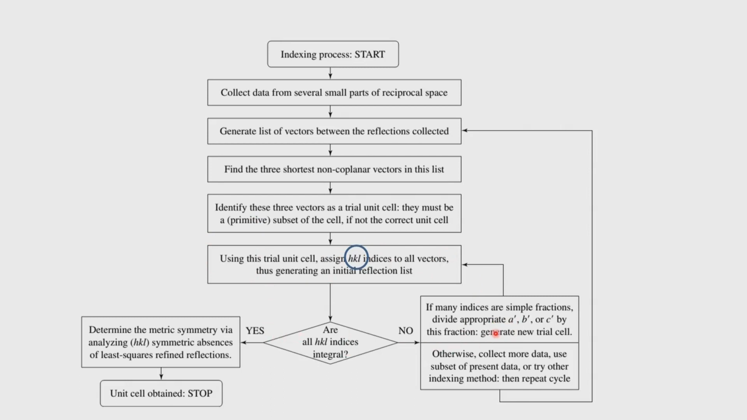But if this also fails, if you do not get a hold of it, then you can do 2 things. One is to collect more data and use the subset of present data, or try another indexing method, then repeat the cycle. There are different ways in which one can index the methodology. There are programs which are available, different kinds of programs, approaching it in different ways, and these therefore can be put in such a way that we go back in and then again generate the list of vectors. So, this flow chart essentially tells us how to get to the cell dimensions, and how to get the HKL values assigned to individual reciprocal lattice points. The appearance of the individual reciprocal lattice points thus is very, very important.